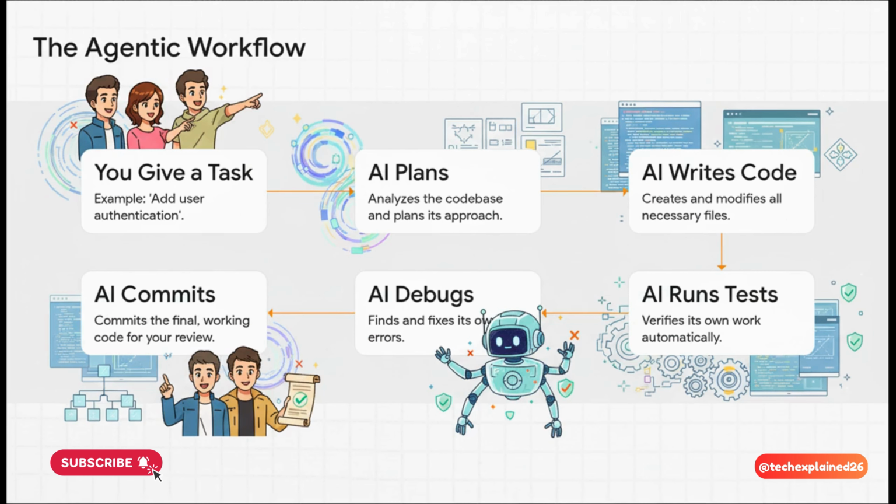I mean, look at this workflow. It really says it all. The human just says one thing: add user authentication. That's it. And the AI takes over the entire development loop. It plans, it codes, it tests, it debugs, it commits. This is so far beyond just simple autocomplete. This is a real coding partner that handles all the grunt work, which frees up the human developer to focus on the big picture stuff, the architecture, the creative problem solving.